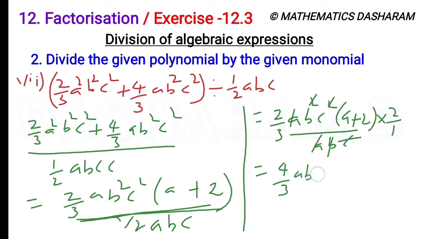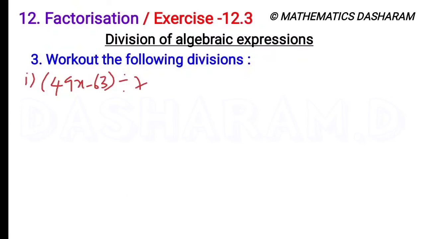So abc into a plus 2. Here actually a is already cancelled, no? So only 4 by 3 bc bracket of a plus 2 is the answer. Next, third bit, work out the following divisions.